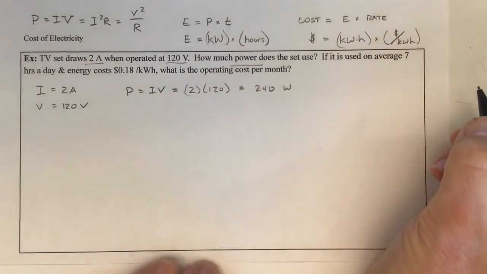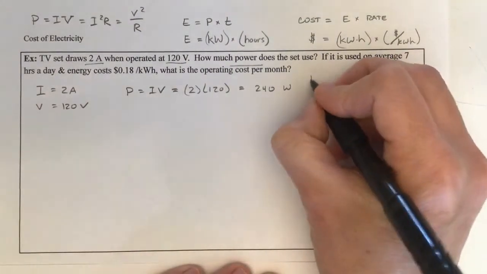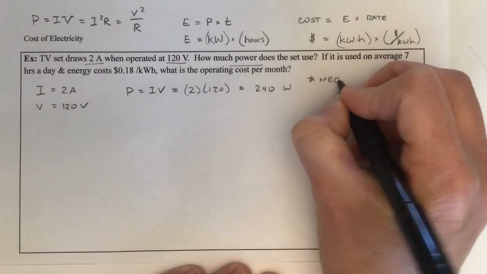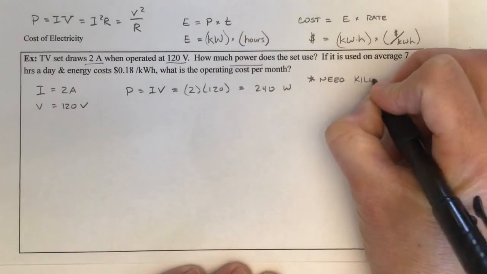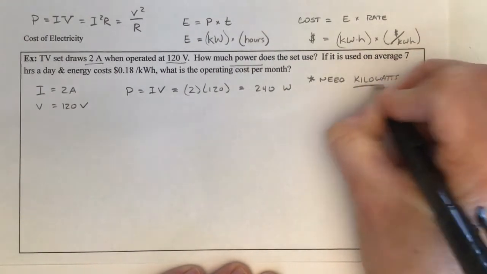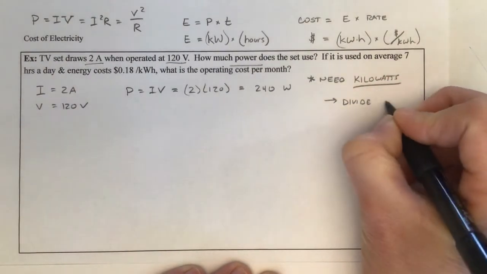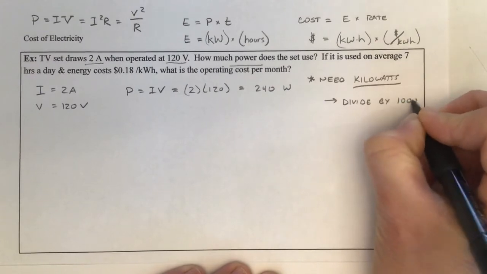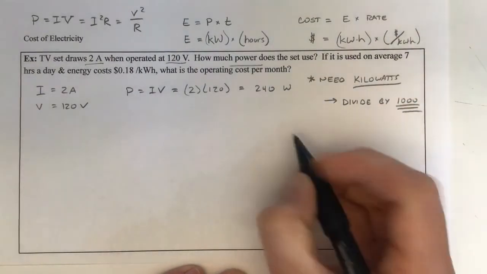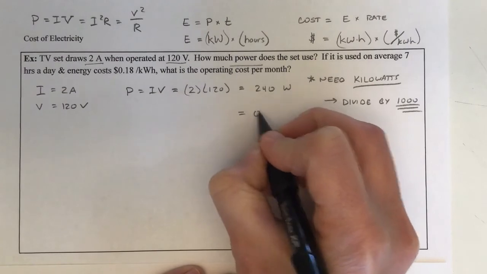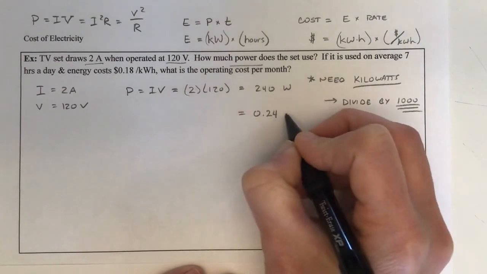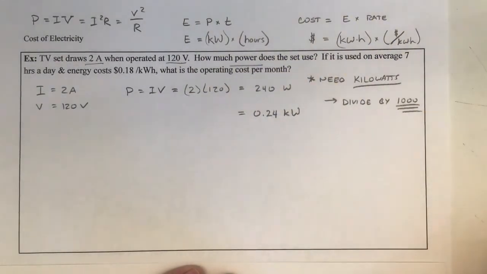Now here's the thing. When we're figuring out cost of electricity, we need kilowatts. So we need to divide by 1,000. So 240 watts is the same thing as 0.24 kilowatts, okay? And so whenever we're eventually figuring out the cost of electricity, we need to convert to kilowatts.